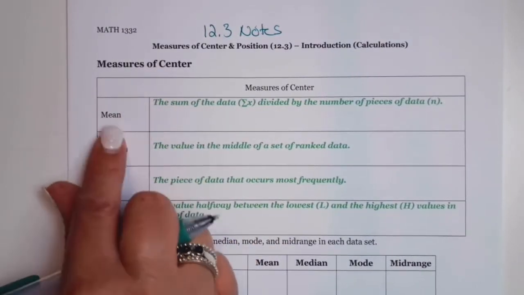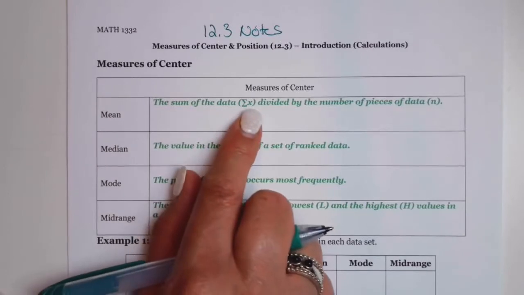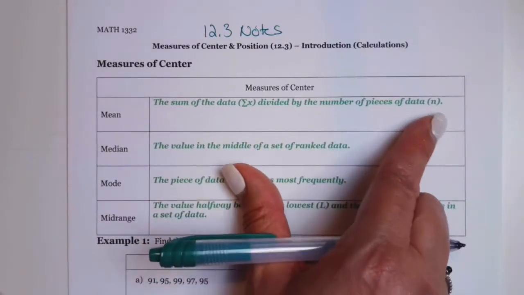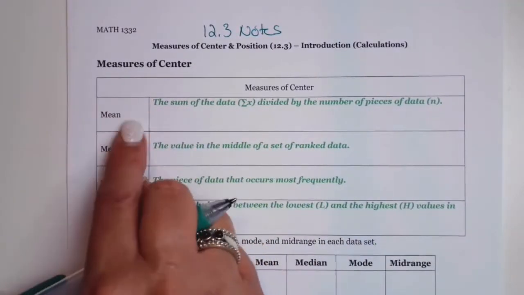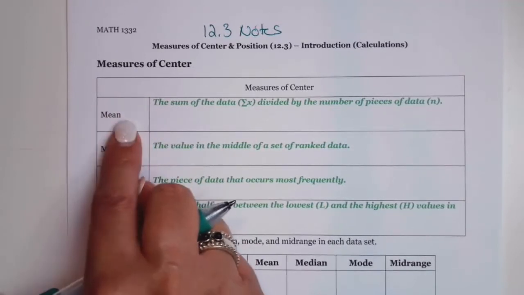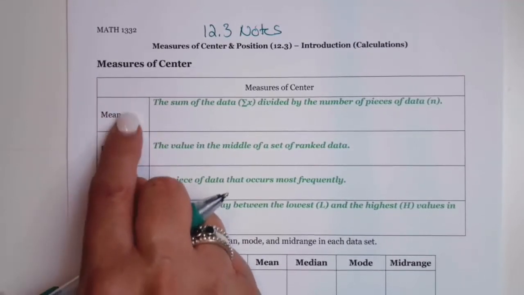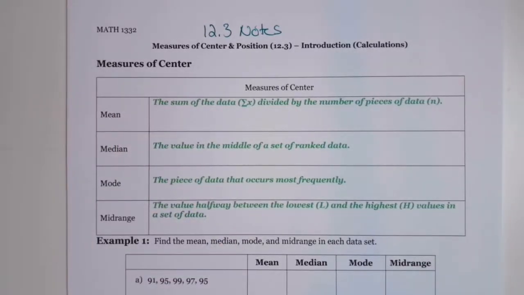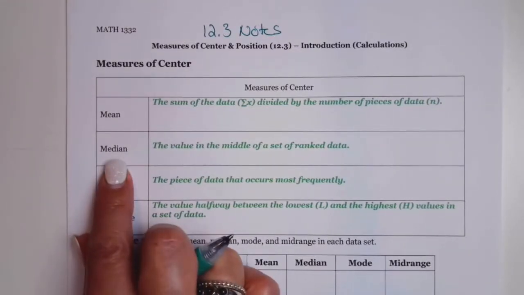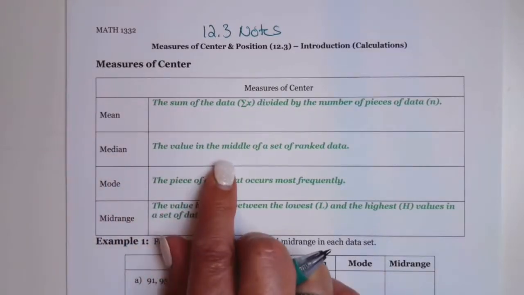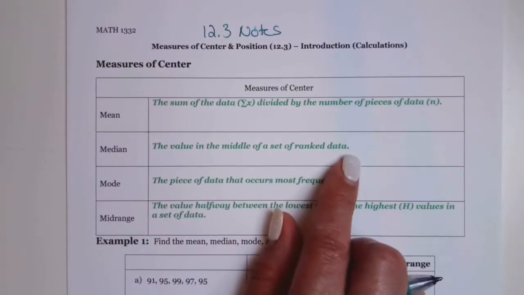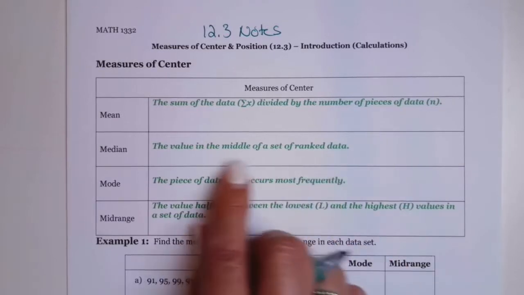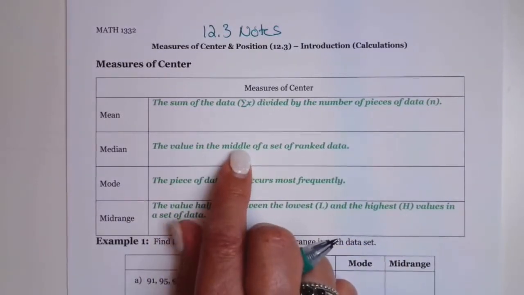We have mean, the sum of the data divided by the number of pieces of data. This is what we normally call the average. Next, we have median. This is the value in the middle of a set of ranked data. So the value in the middle.